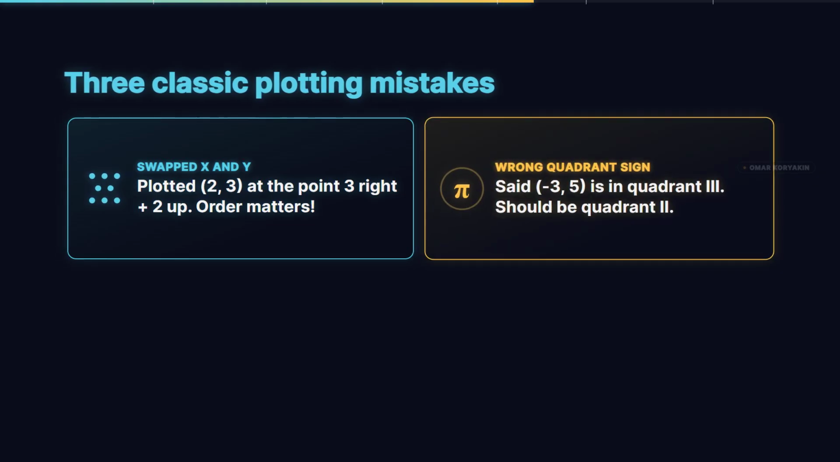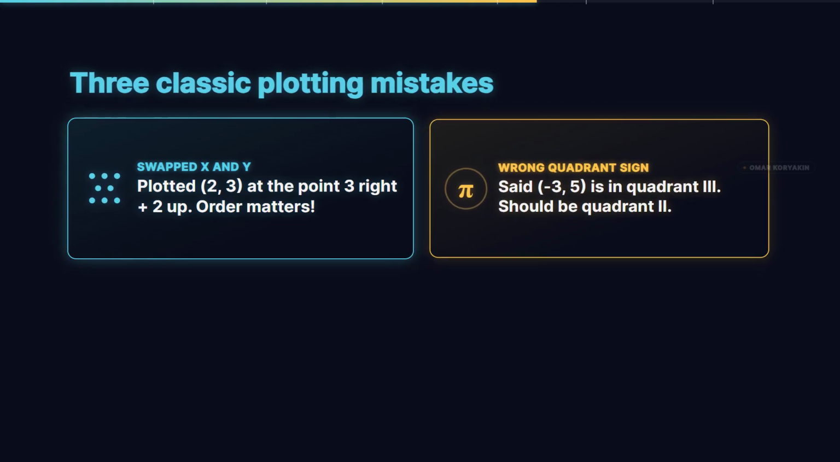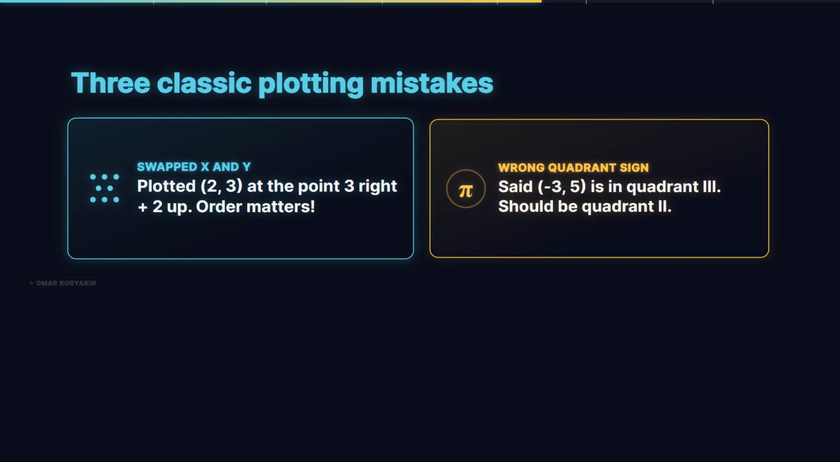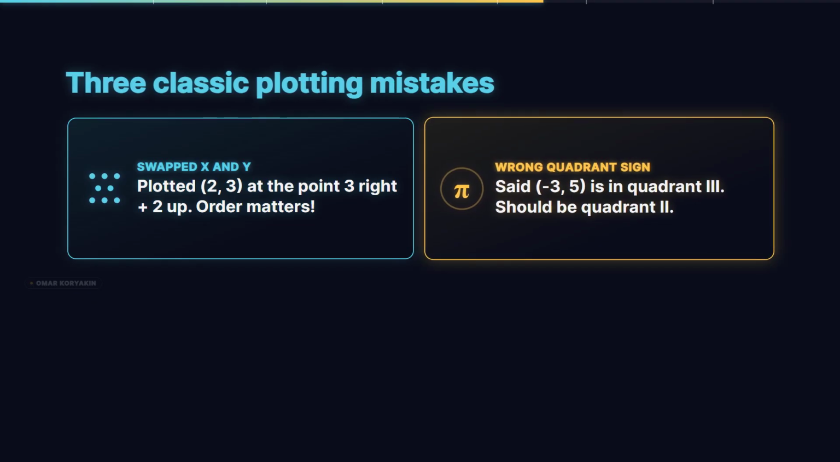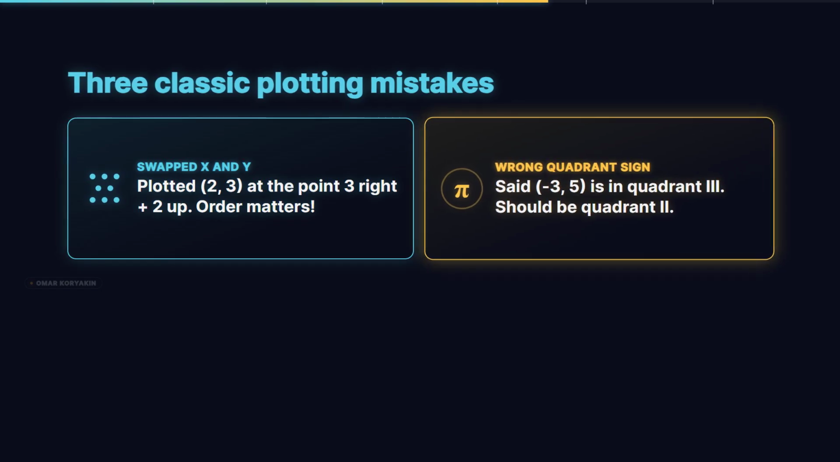Second mistake: misidentifying the quadrant of a point because the sign-to-quadrant mapping is not yet memorized. A student looks at the point (-3, 5) and says quadrant 3 because the first coordinate is negative, but the y-coordinate is positive, so the point is actually in quadrant 2.